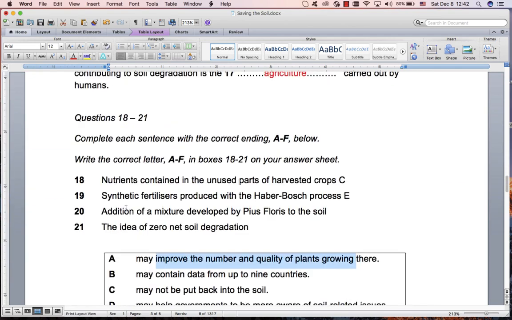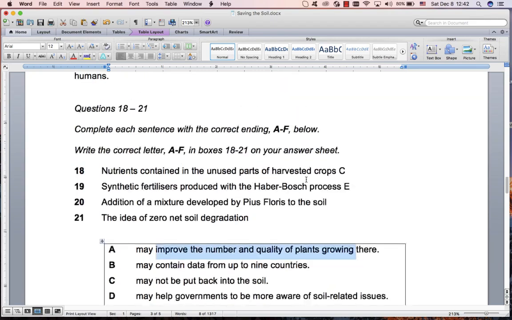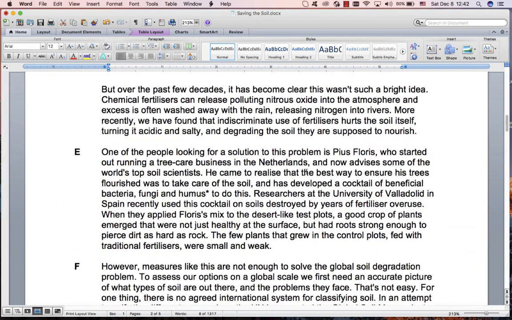What do they say? Addition of a mixture developed by him to the soil does what? Where's the mixture? Yeah, they use a difficult word here to describe the mixture, and that is a cocktail. It's an interesting word. It means a mixture. So they used this cocktail on soils. When they applied the mix, okay, there's mixture, maybe you could see that one, to the desert-like test plots, a good crop of plants emerged that were healthy but had also strong roots.